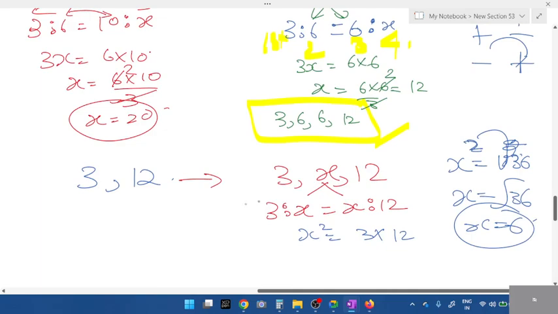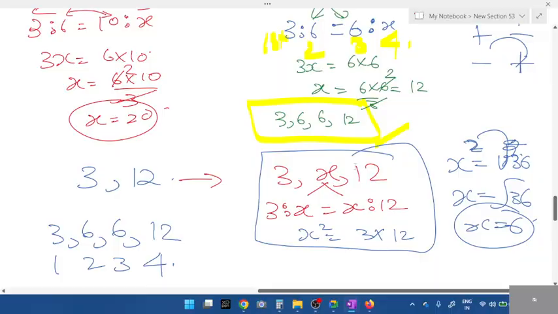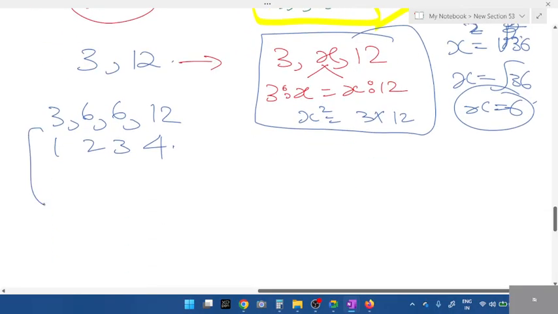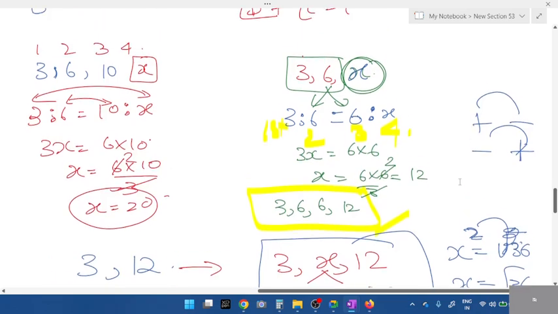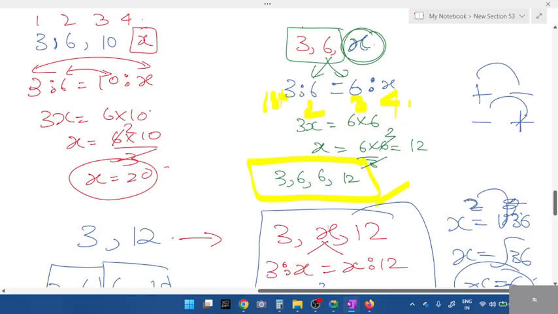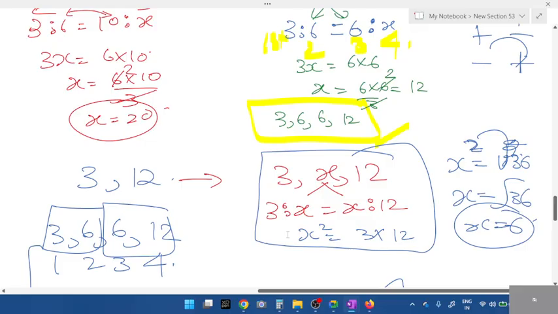So according to the question, the middle term is 6, students. 3 comma 6 comma 6 comma 12. First term, second term, third term, fourth term. This is known as mean proportion. The value of x is 6. According to the basic proportion concept, 3 divided by 6, 6 divided by 12. If you take these as two different ratios, the ratios will be equal. 1 is to 2, 1 is to 2. Therefore, answer 6 is correct. So for fourth proportion, take x in the last and split. For mean proportion, put x in between and split that.